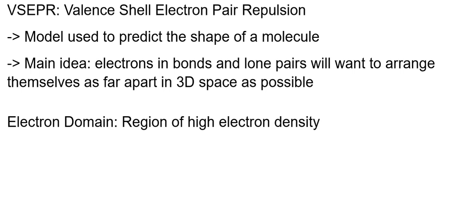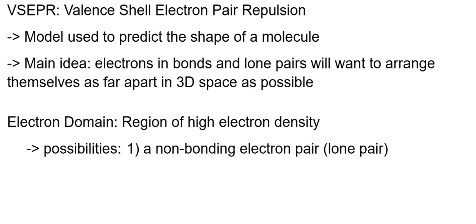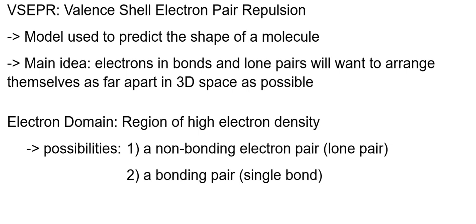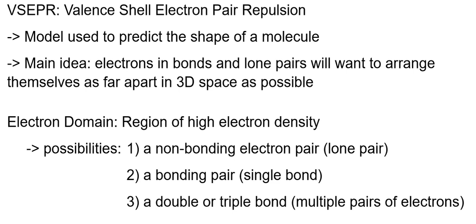Before we go any further with this, we need to stop and define electron domain. An electron domain is a region of high electron density. You can almost think about it as where the electrons live around an atom in a molecule. There's really three possible locations where an electron can live for an electron domain. One is what's called a non-bonding pair, also known as a lone pair. So these are electrons that are not involved in a covalent bond. The next is a bonding pair, just a single bond shared between two atoms. And the last is a double or triple bond. So here we're sharing multiple pairs of electrons.